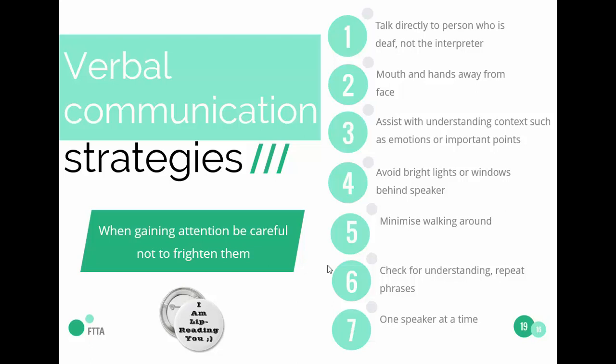Okay, and again, think back to when we were doing autism, for example, where you have visual cues, such as pictures and things like that. Avoid bright lights or windows behind the speaker, so that they can see as best as possible. Minimise walking around. If you're addressing someone in, say, a home economics class, and you're talking to a person who has hearing loss, then standing directly facing them is generally important. Check for their understanding, repeat phrases, been through that one in previous lectures, and one speaker at a time.